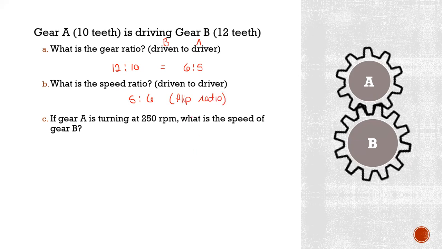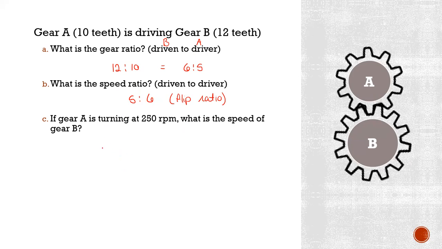So the larger gear is moving slower, so it has the smaller speed number as compared to the smaller gear, which has a larger speed number because it moves faster. So again, I couldn't be bothered changing numbers. Gear A is turning at 250 RPM, so what's the speed of gear B?